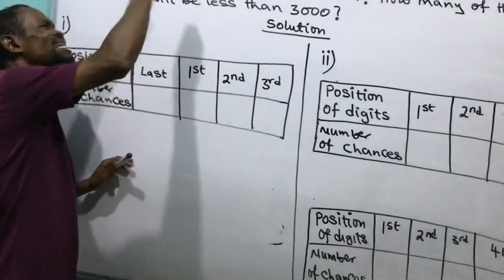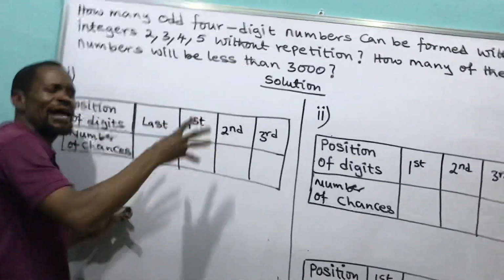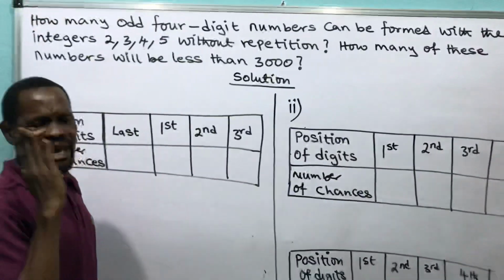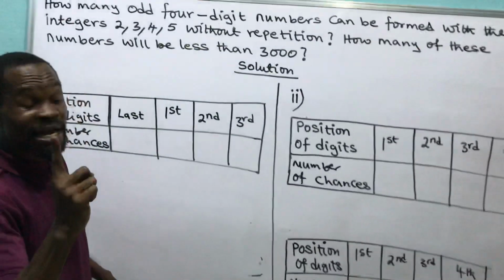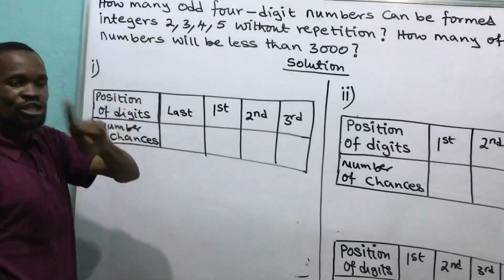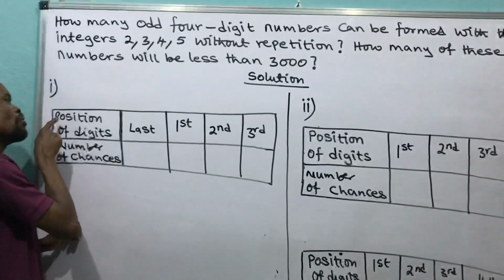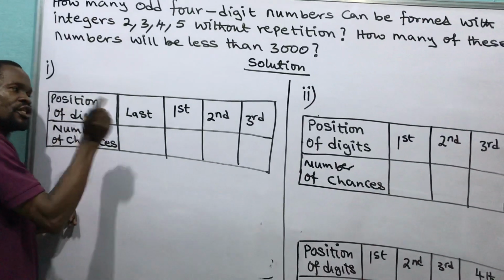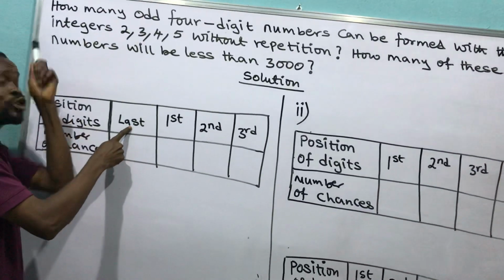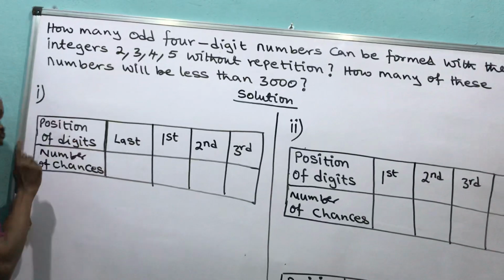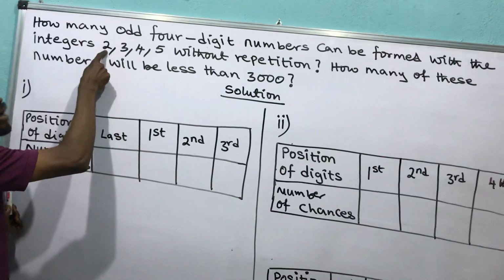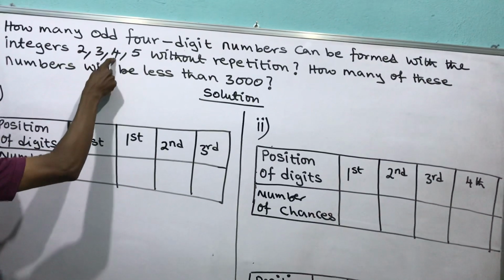So for them to tell me that I must have an odd number, it means my last digit is considerable. My last digit is what determines whether that number is an odd number or an even number. Since I'm talking about an odd number, I'm considering the last digit. Look at this. I said position of digit. The last digit, because they said the number must be odd. So what determines the odd number is the last digit. What did I write here? Number of chances.